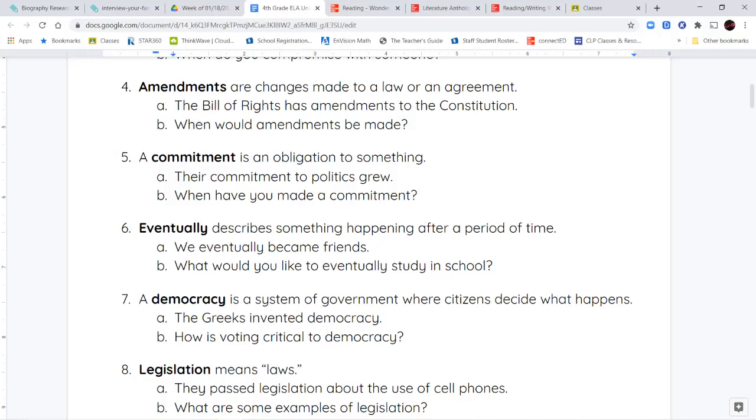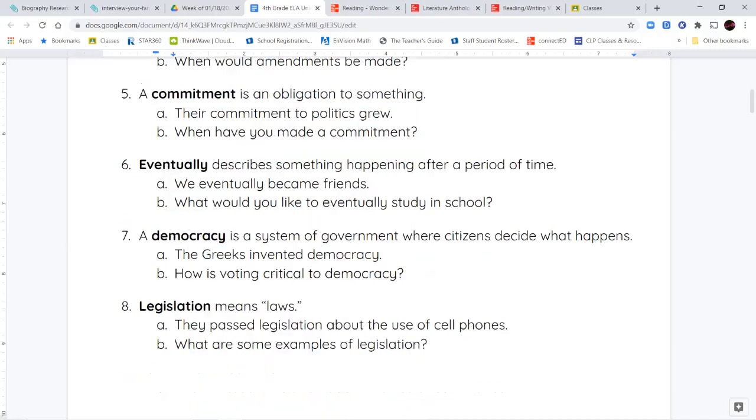Legislation is just a fancy way of saying laws. So legislations are laws. So if we're talking about legislations regarding or about driving, we're talking about laws about driving. It's just a fancy word to say the same thing.